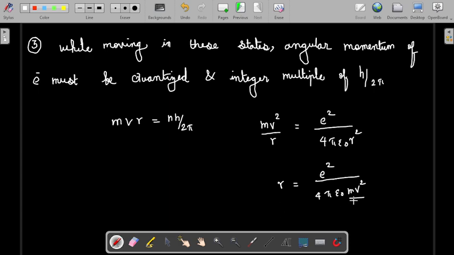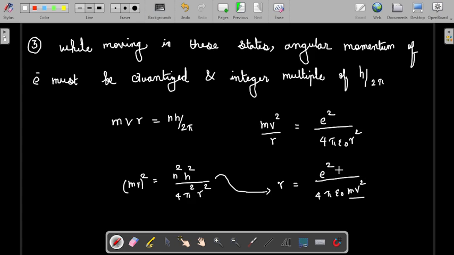This mv is another dependent quantity, right? So we can use Bohr's third postulate. When we substitute this here, mv, the whole square, is equal to n square h square divided by 4 pi square r square. So this is another equation that we are having, and we are going to substitute it here.